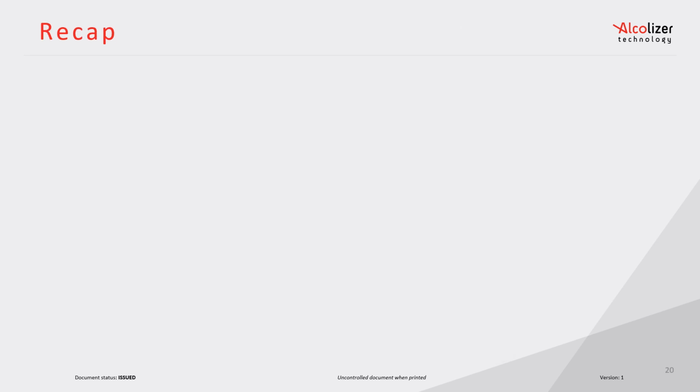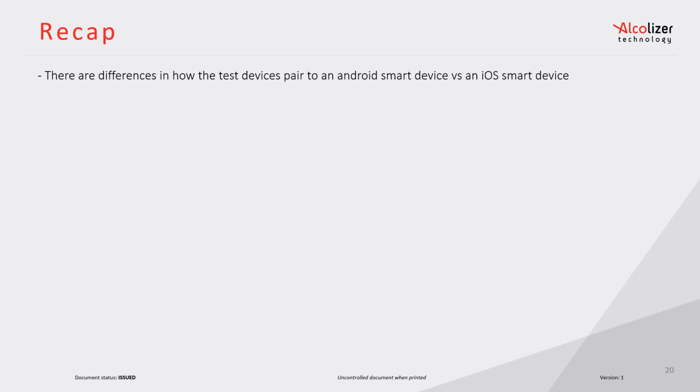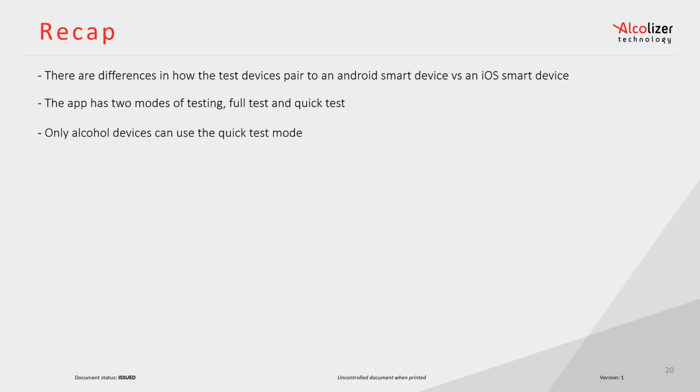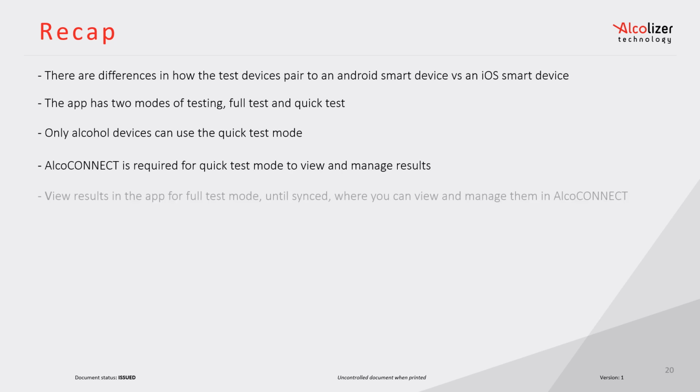Let's do a quick recap. There are differences in how the test devices pair to an Android smart device versus an iOS smart device. The app has two modes of testing, full test and quick test. Only alcohol devices can use the quick test mode. Alco Connect is required for quick test mode to view and manage results. View results in the app for full test mode until synced, where you can view and manage them in Alco Connect.